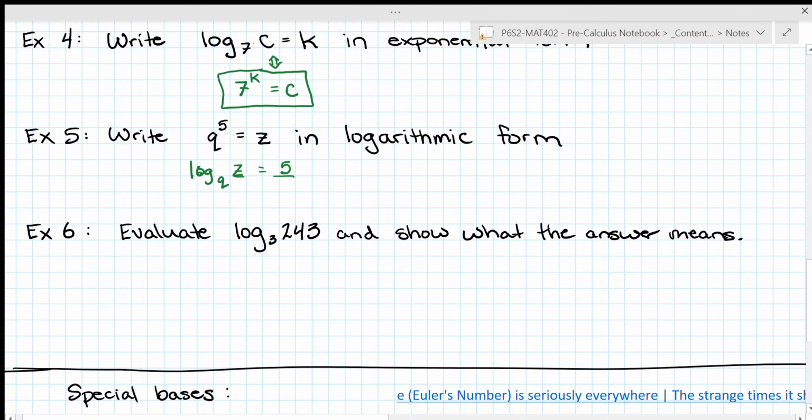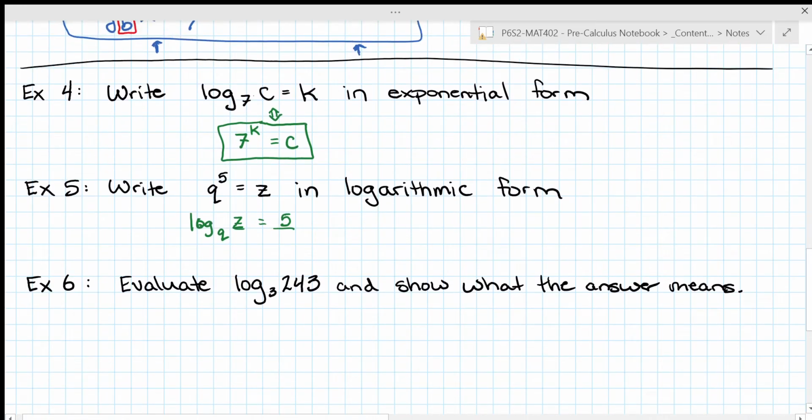It says right here, evaluate the log base 3 of 243 and show what that answer means. So I'm looking for the log base 3 of 243. Let's jump the gun and go right to showing what this answer means. This is equivalent to saying 3 to the what is equal to 243. I'm saying 3 to what power is equal to 243.